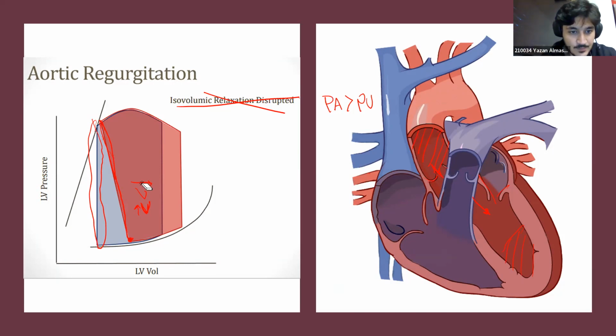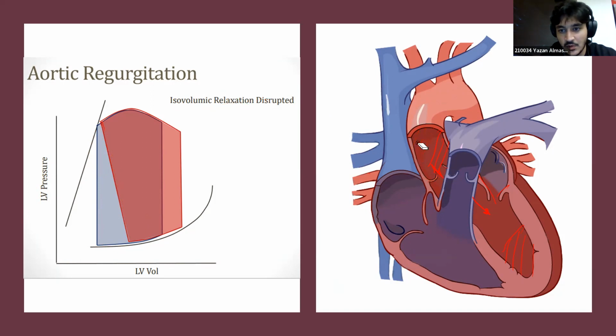So we said, normally in a normal heart, after the ventricle contracts and pushes the blood into the aorta, the aortic valve will close. Why does it close? To not let the blood backflow. In aortic regurgitation, again, we said it does not fully close.